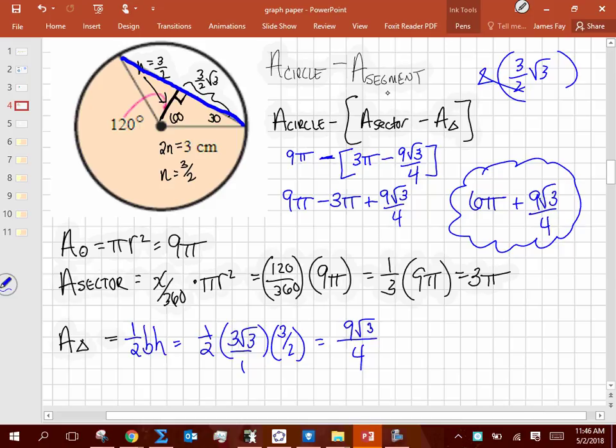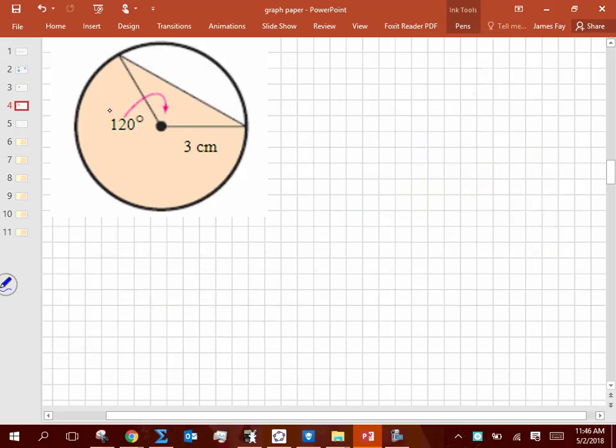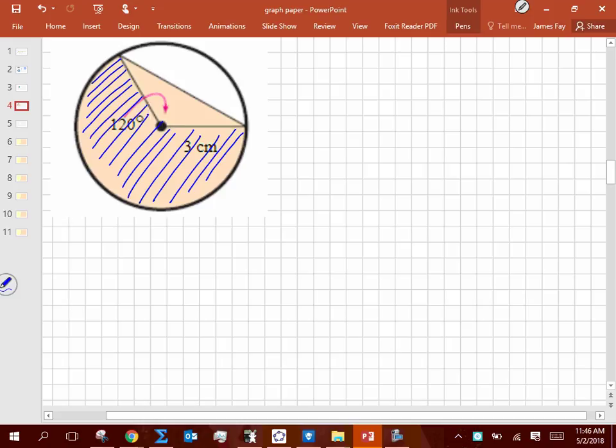So this approach is fine, okay? But you could also do this idea where, because this thing here is also a sector, right? Okay, so that's a sector, and that sector would be 240 over 360 times 9 pi. So that'd be 2/3 of 9 pi, which is 6 pi, right?